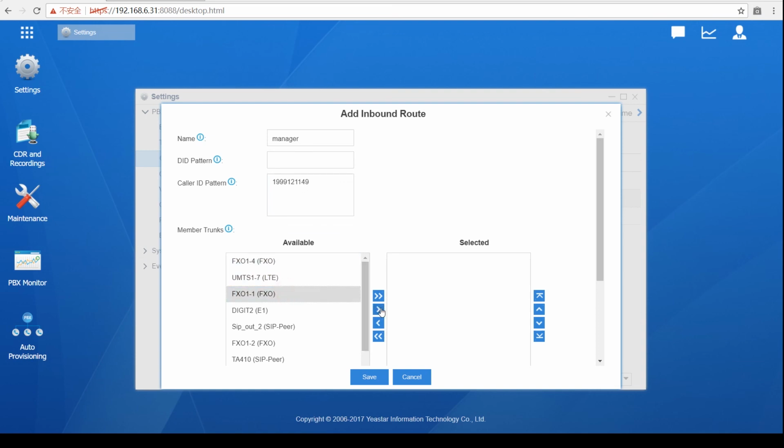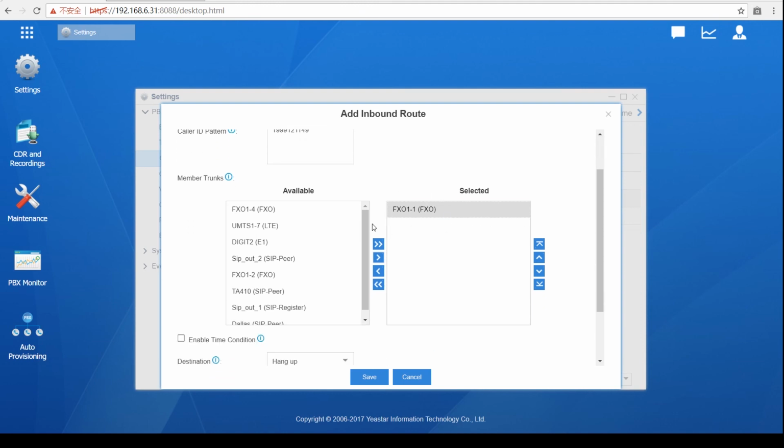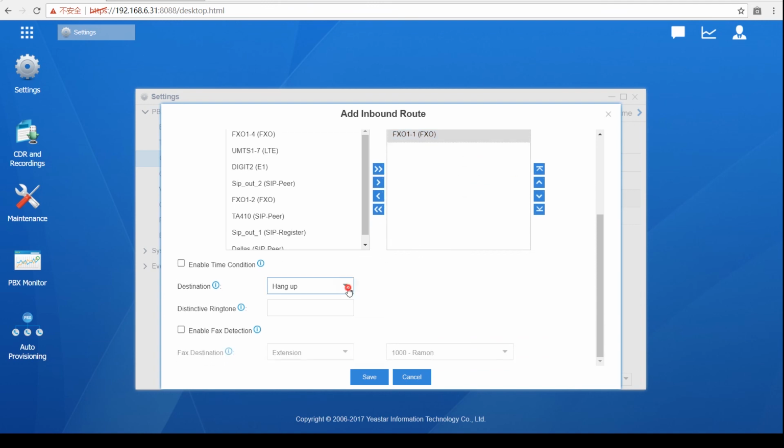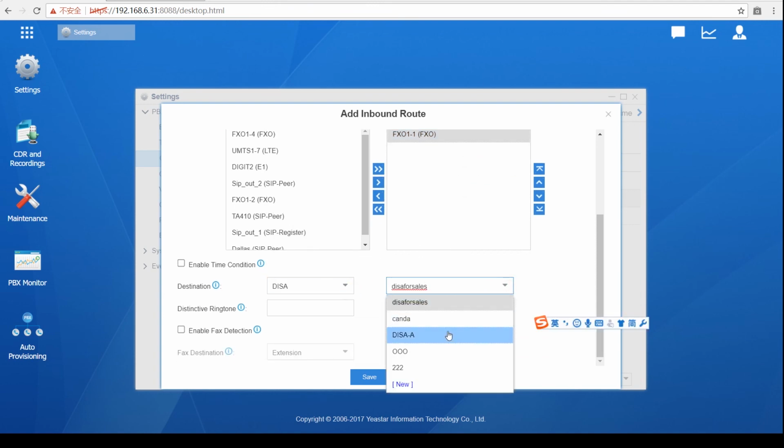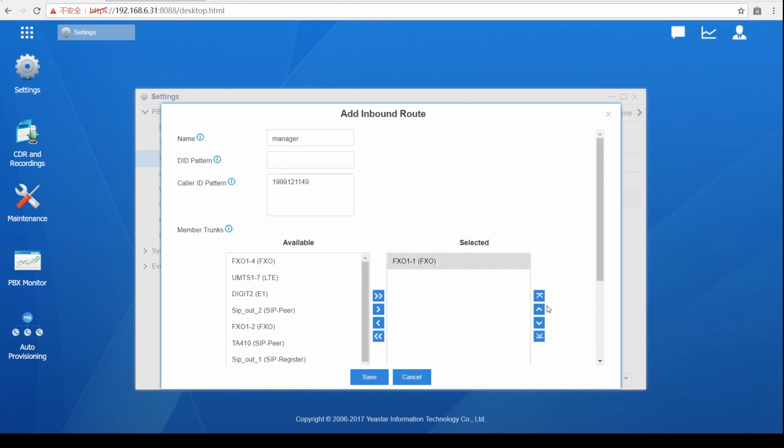So that means if this number, of course, in this example, is the number of the manager, this person can call into our usual trunk and be delivered directly to DISA. You all know what DISA does. With this feature, your employees or anybody who knows your rules can take advantage of your company's local trunks to make outbound calls, even though they are not physically in the company.